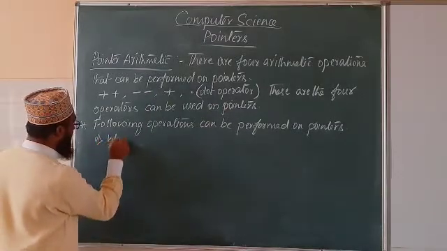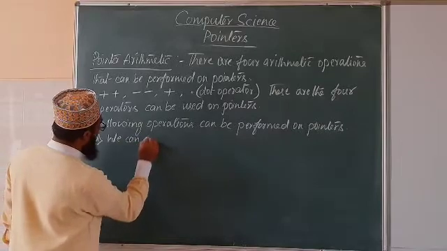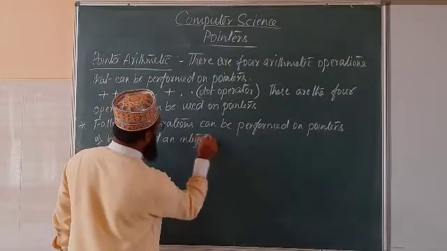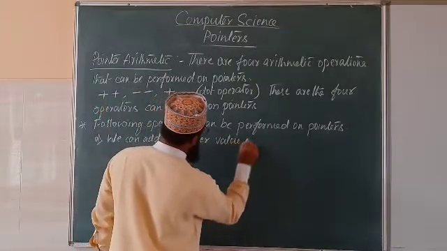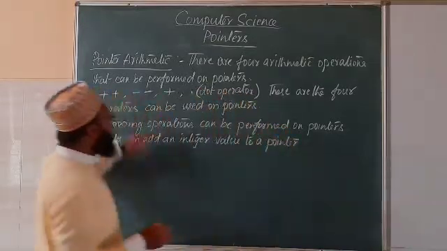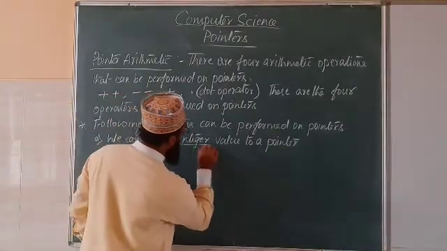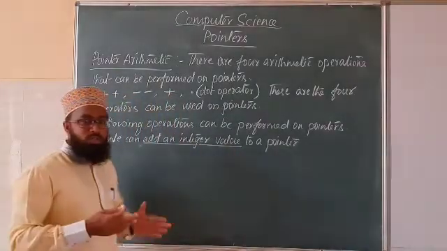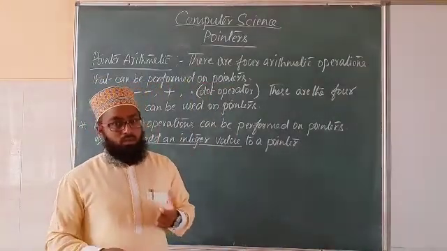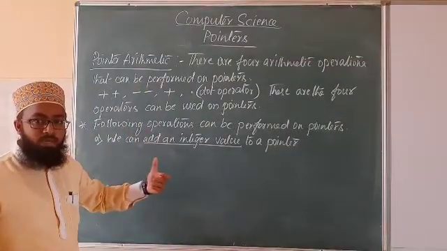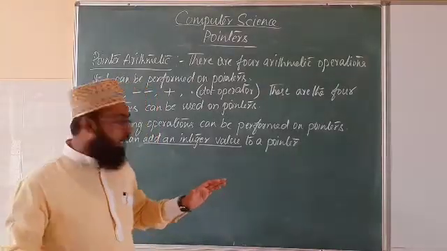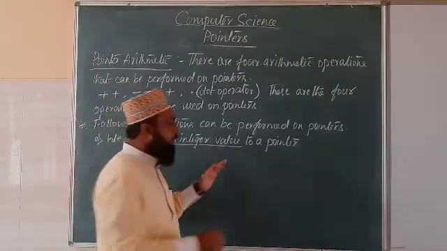First one is we can add an integer value to a pointer. With the help of these operations, we can add an integer value. Integer means numeric value 0 to 9 among them without decimal point. The integer values are the numbers or the series of numbers or the sequence of numbers without a decimal point. We can add that type of integer value to a pointer.